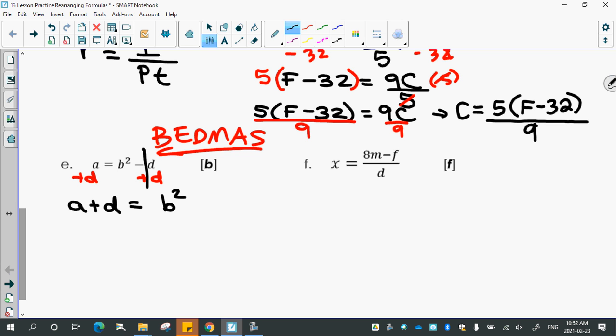Is there any dividing or multiplying on the side that has B? Is there an exponent? Yes. How do I undo the exponent of 2? Square root. Both sides, so the whole thing's under the square root, not just the A, not the A and D separately, the whole side. And so that's going to leave me with B. You always want to start off with your subject. Your new subject is B equals the square root of A plus D.